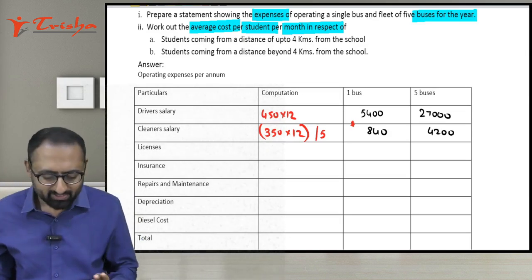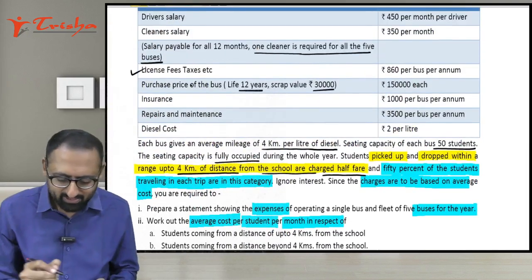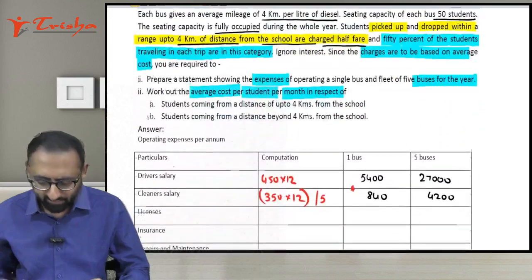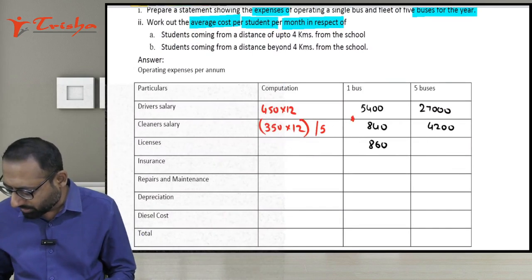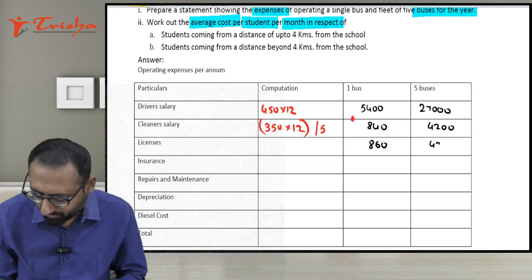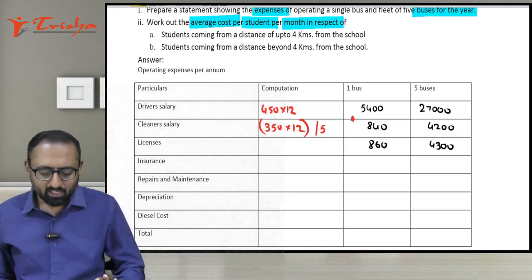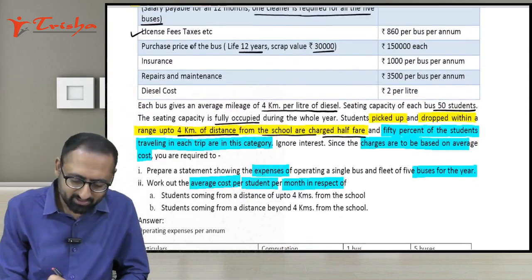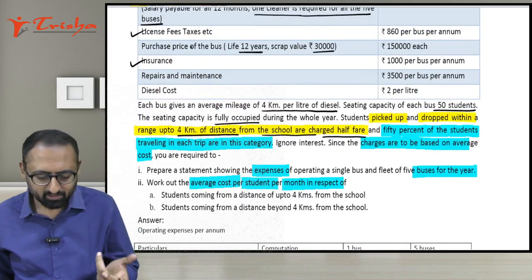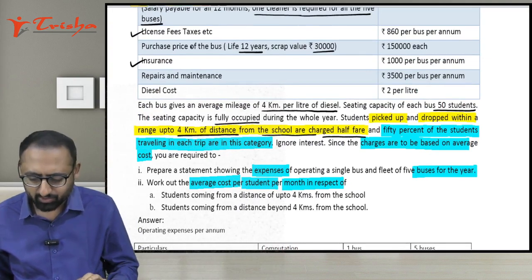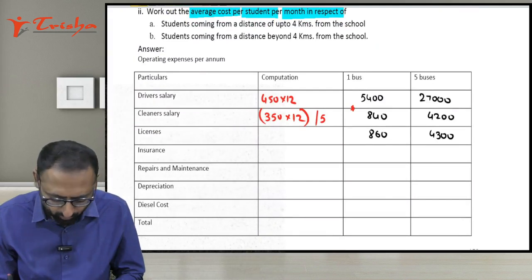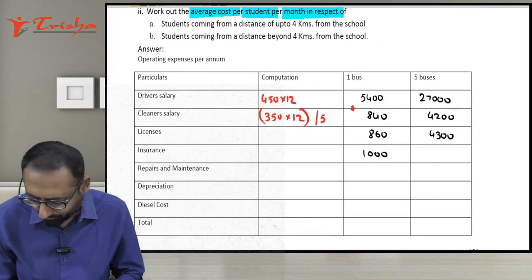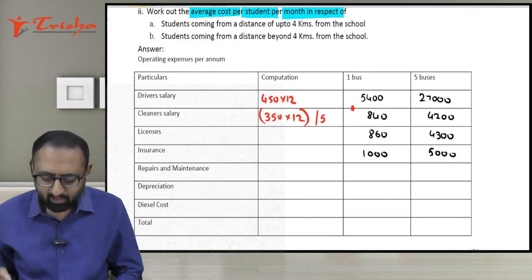Next, standing charges are your license fees and taxes, 860 per bus per annum. So 860 multiplied by five buses, your answer comes to 4,300. I hope so. Next one. After that license, the next standing charge is insurance. Suppose 1,000 per bus per annum is your insurance. For five buses it will be 5,000. Next expenses.